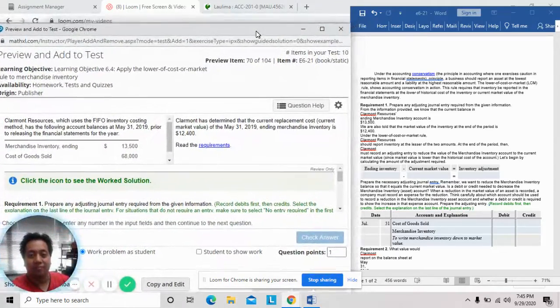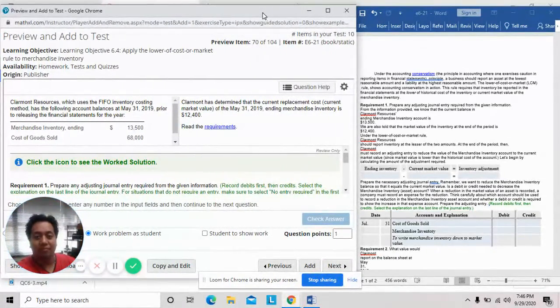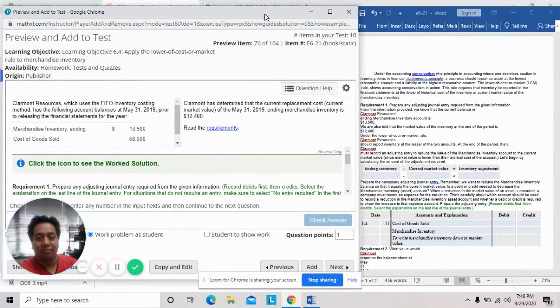Everyone, so I just wanted to cover a problem in your homework, problem E621. The learning objective for this would be to apply the lower of cost rule to merchandise inventory. So in this problem, Claremont Resources uses the first in, first out FIFO inventory costing method.